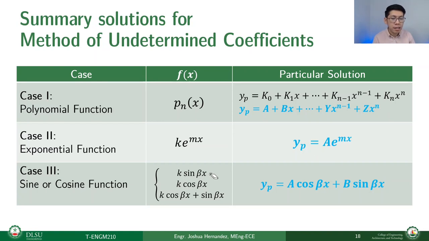And finally, for sine and cosine functions, sine beta x, cosine beta x, and even the sum of them will have a form of y sub p equals a cosine beta x plus b sine beta x.